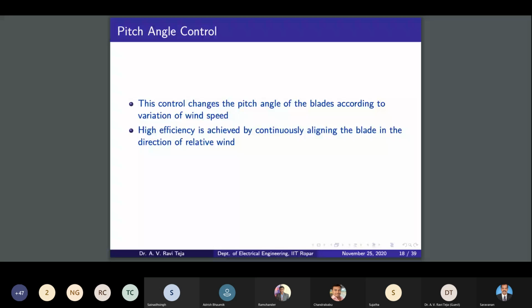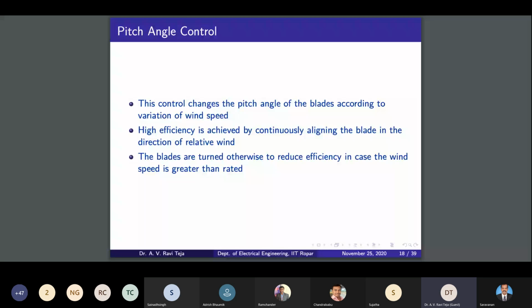Right? And we have to also use this control for safety purpose. In case, suppose the wind, some tornado or heavy winds come for which the wind turbine system is not designed for, then you have to also turn the blades in the other direction so that the wind turbine will not rotate at an exceedingly high speed or more than rated speed.